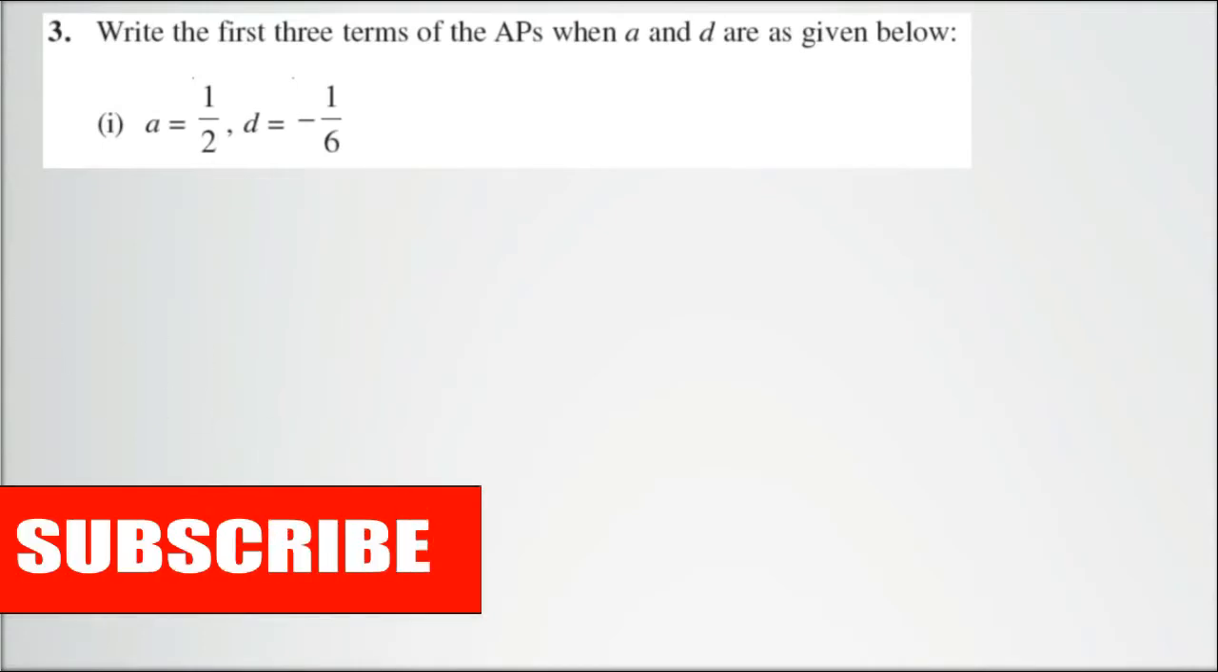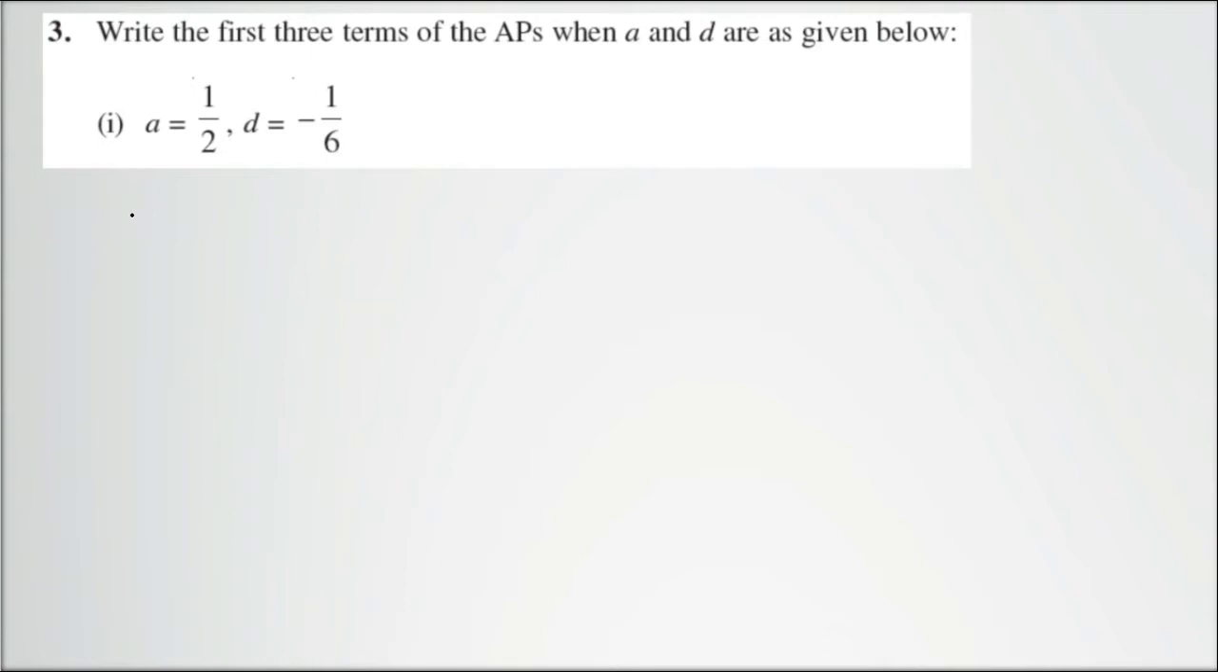Hello students, let us continue the session on arithmetic progression. We had solved two questions of exercise 5.2 of NCERT exemplar. We shall discuss question 3 onwards. The question 3 is to write the first three terms of an arithmetic progression when a and d values are given. In that, the first one is a equal to 1 by 2, d equal to minus 1 by 2.